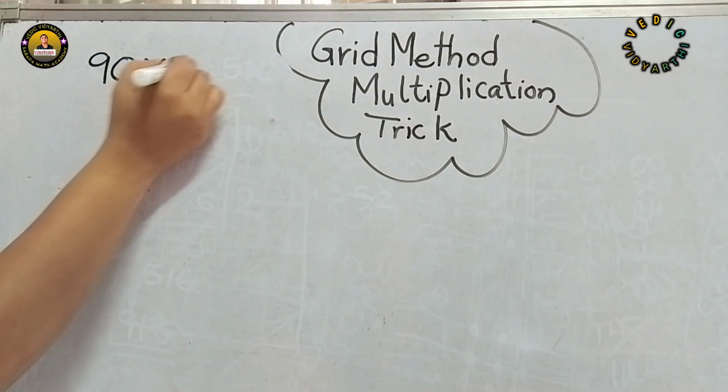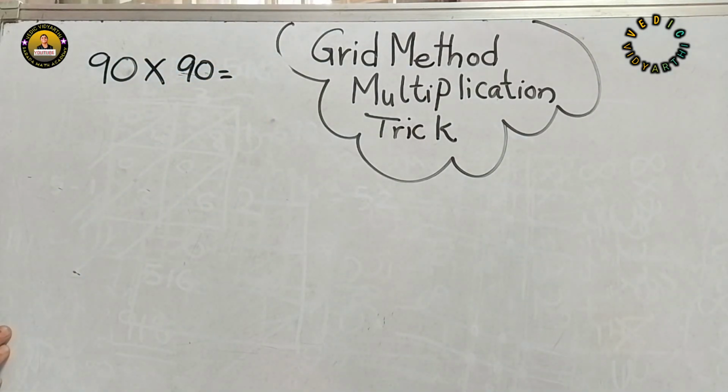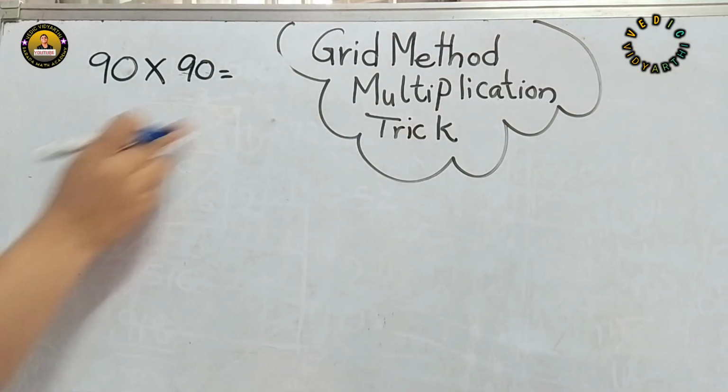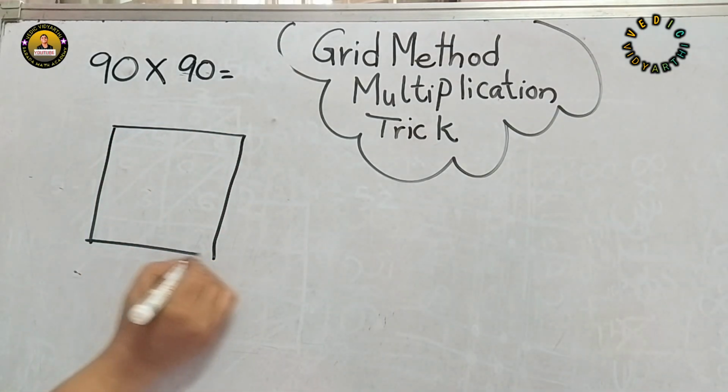Take 0. We always get confused when dealing with 0, either it is addition or subtraction, multiplication or division. Let's do 0 with the grid method, so we will not get any kind of confusion.